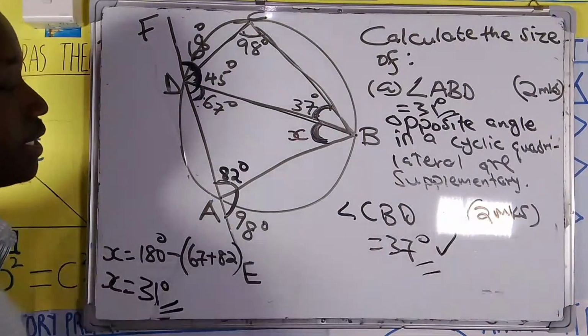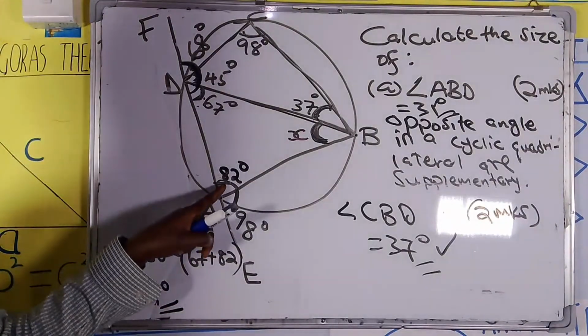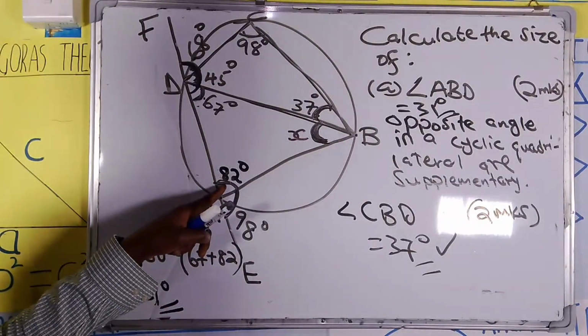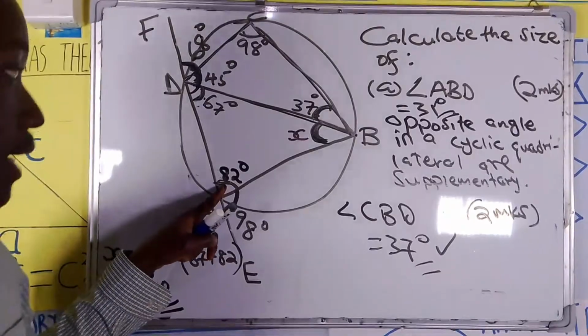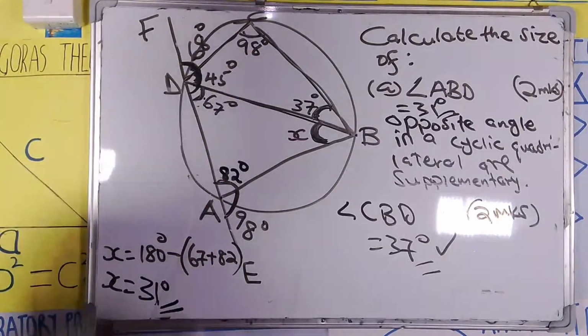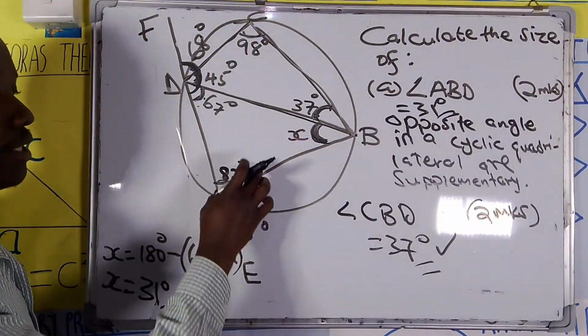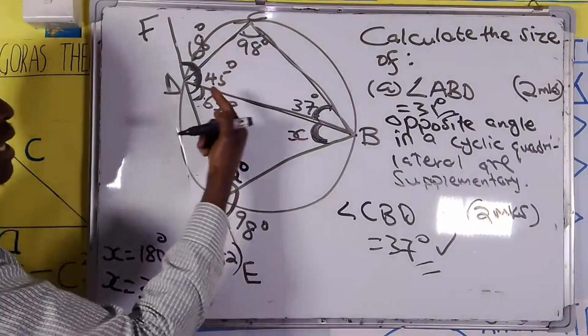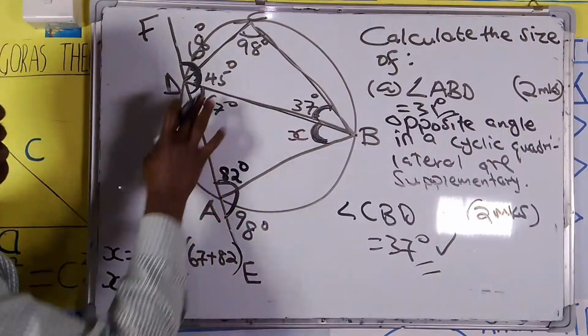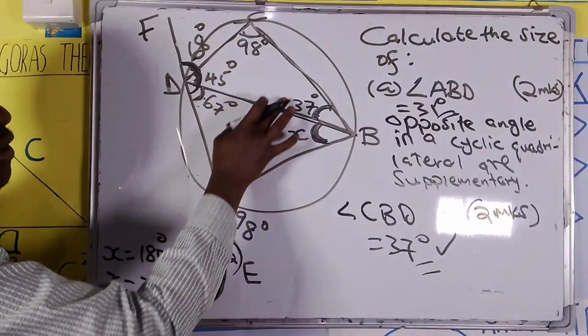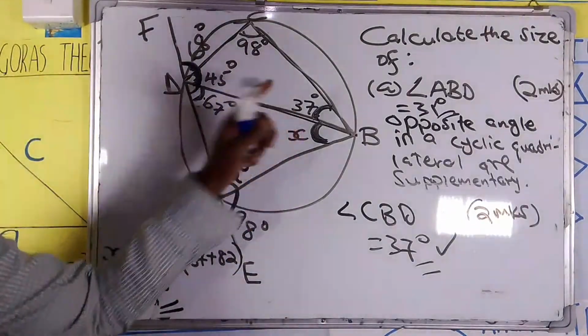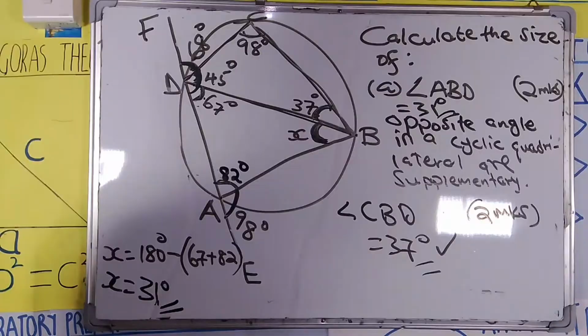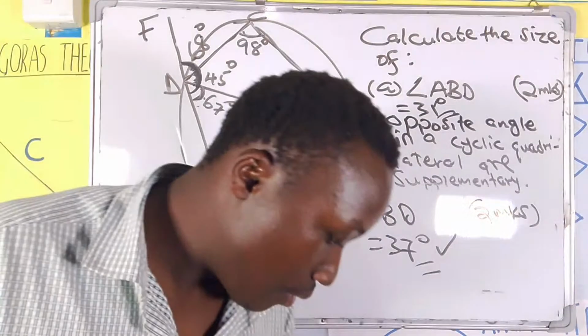And how did we get it? Having this one as 82, we said that opposite angles in a cyclic quadrilateral add up to 180. So this being 82 degrees, this will be 98. Then 45 plus 98, then subtract the sum of these two from 180 degrees, we will get 37 degrees. So that is how we respond to that question.